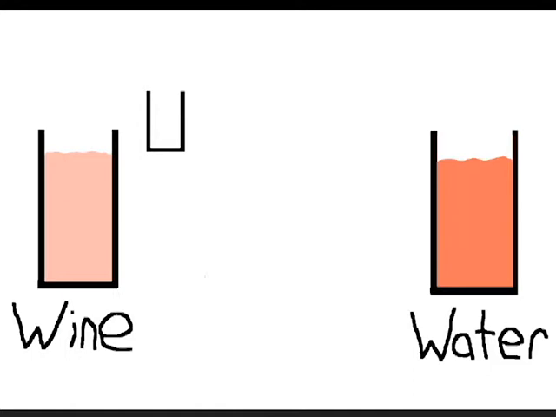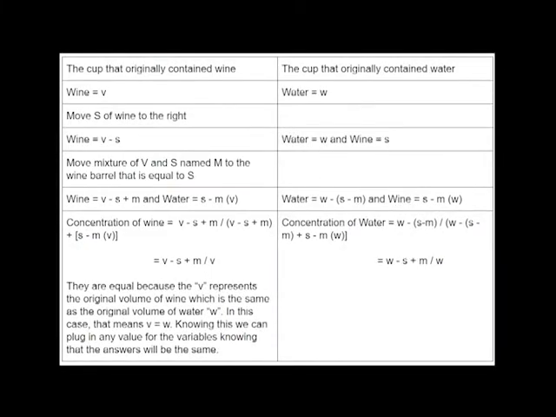So then the amount of water in the cup that originally contained water can be modeled as W minus S plus the amount of water in the mixture. And then in the same cup of originally water, wine can be represented as S minus the amount of water in the mixture. We must remember that since mixture and spoonful are supposed to be equal in quantity, we're basically saying mixture minus amount of water in mixture, and that we know, of course, will leave us with wine.